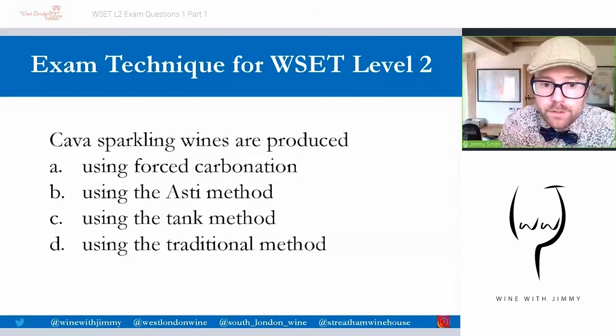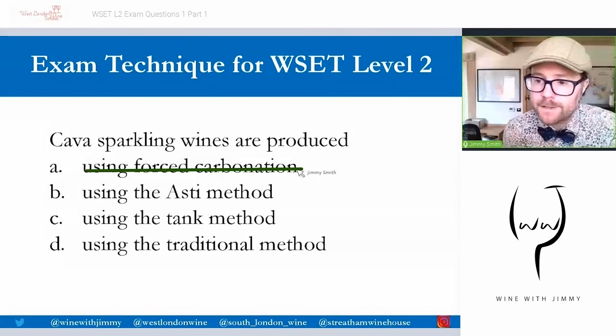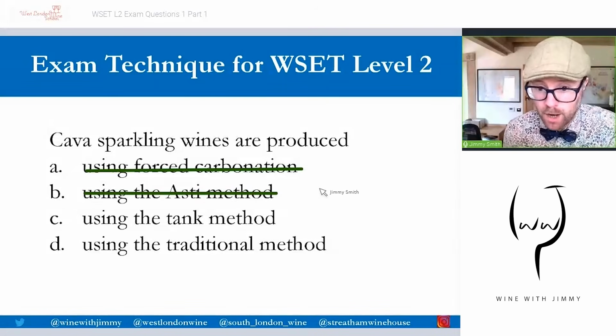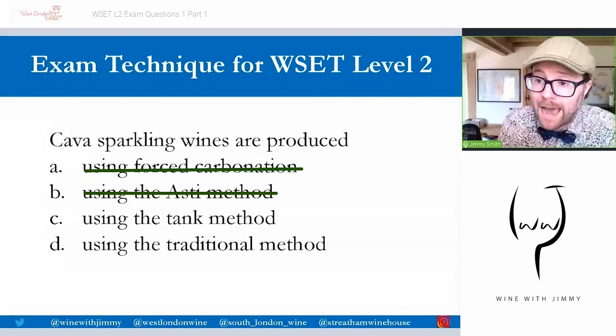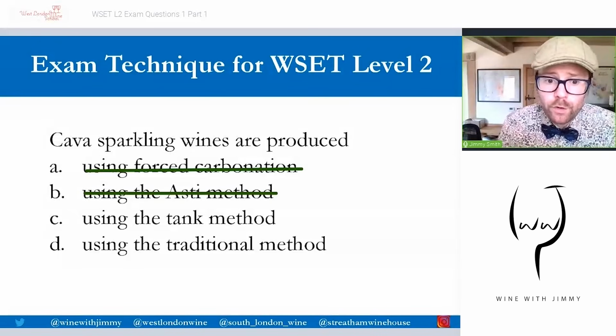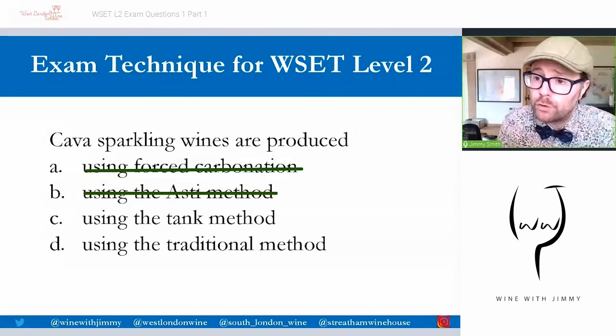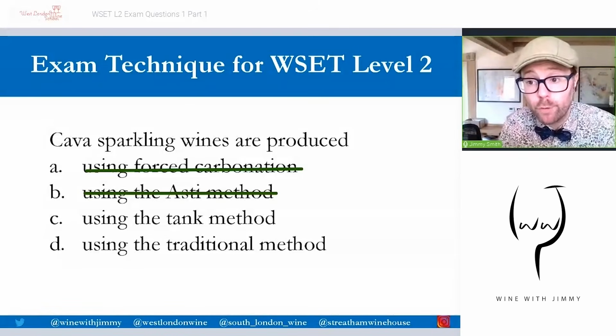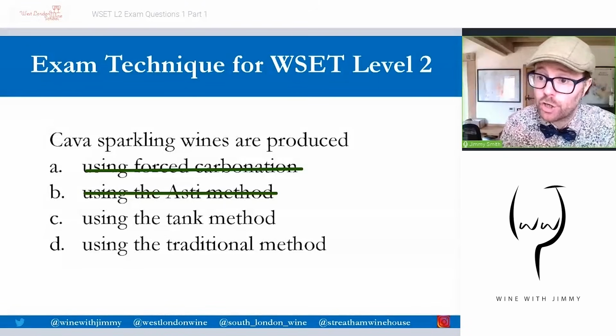Now, a lot of students, we can immediately get rid of things like forced carbonation because Cava is a quality product from Spain. We can get rid of course, the Asti method because this is Cava. So we're left with these 2 answers at the bottom. So we've got tank method and traditional method. Now, a lot of students, if they are not sure on this question, will look at what they believe Cava is in terms of a price point. And generally, it's quite affordable if you compare it against things like champagne. So a lot of Cava is sold at maybe £10 here in the United Kingdom per bottle. So that's why they might select the tank method.